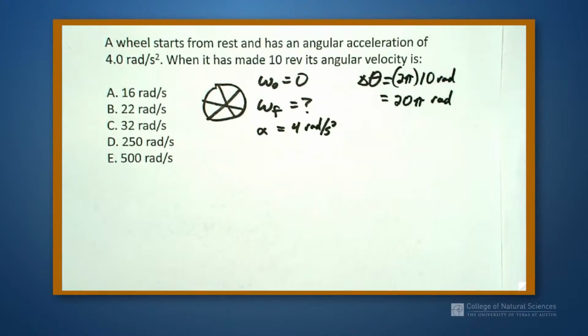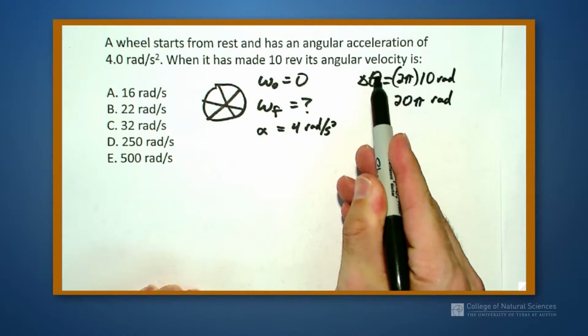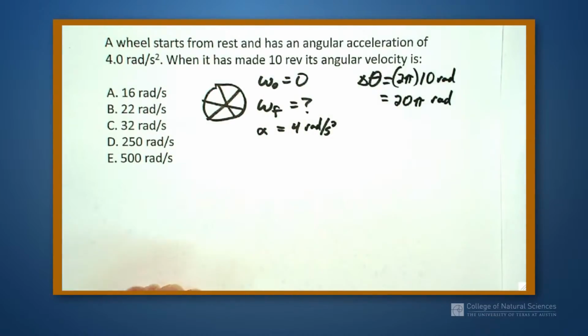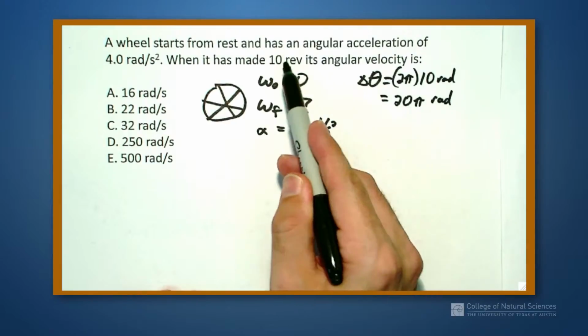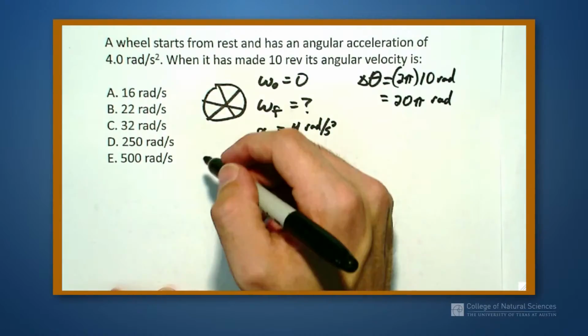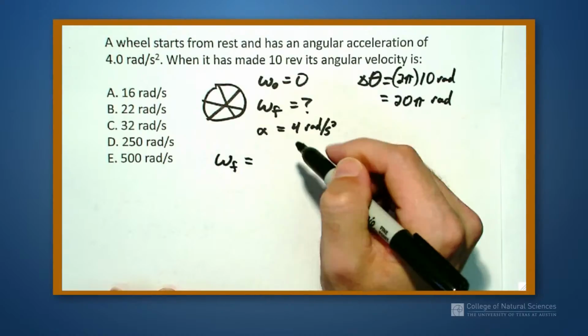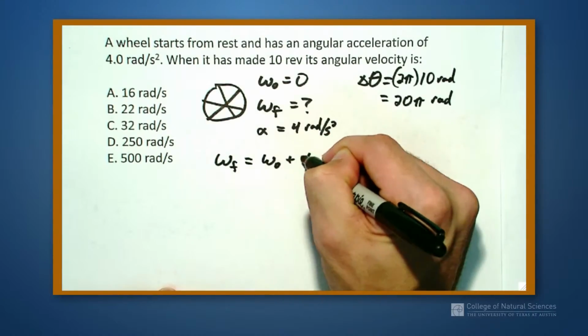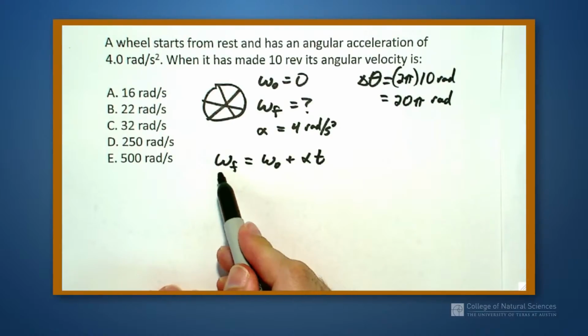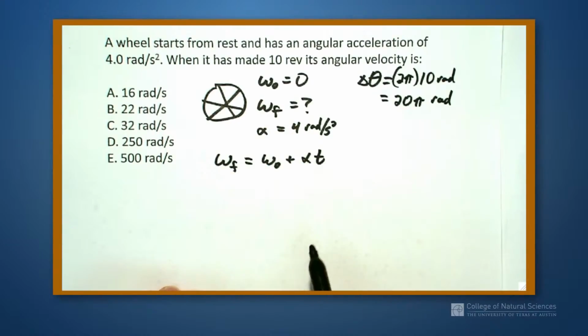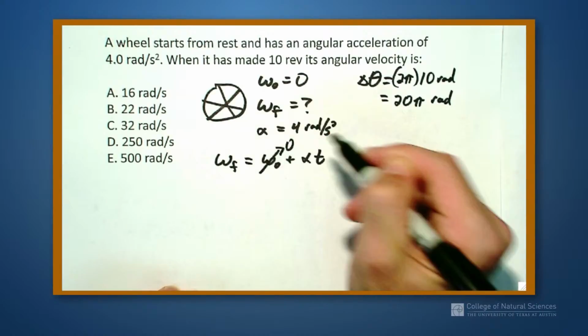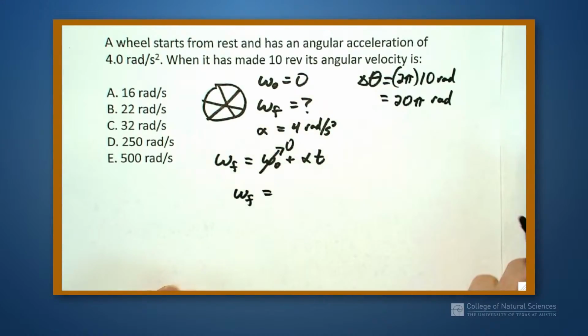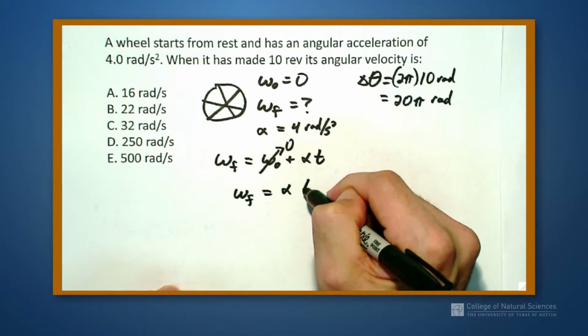All right, so what do we want to do? Well, we know that it goes through 10 revolutions. I know both of my equations have time in them, but time's not given to me, only the distance that it goes through. So I'm going to write down omega final is equal to omega initial plus alpha t. I really want omega final, right? That's the value I'm looking for. Omega initial is equal to 0. So if I get omega final, it's because I have alpha times t.